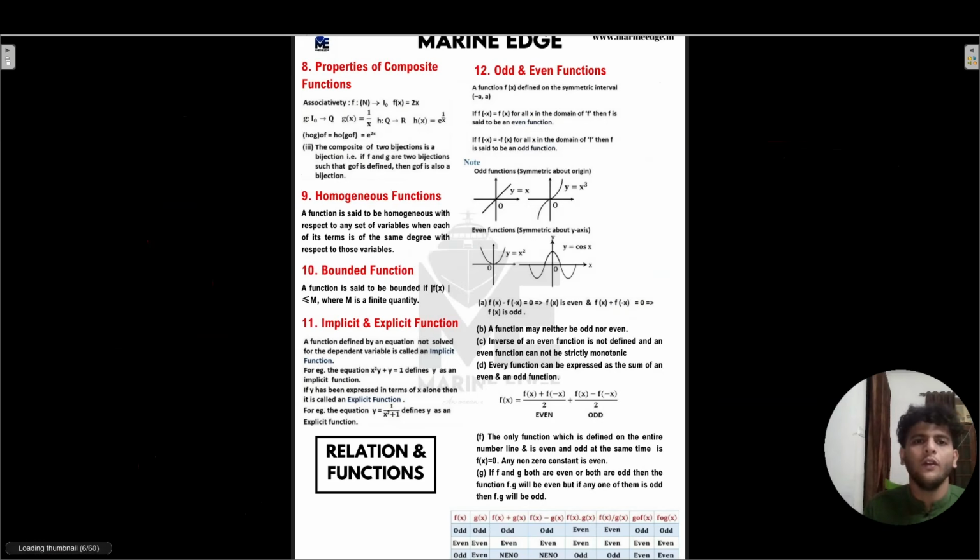Yes. Now we are talking about the homogeneous function. That is, the function can be said to be homogeneous with respect to any set of variables when each of its terms is of the same degree with respect to those. I think this is very clear to every one of you.